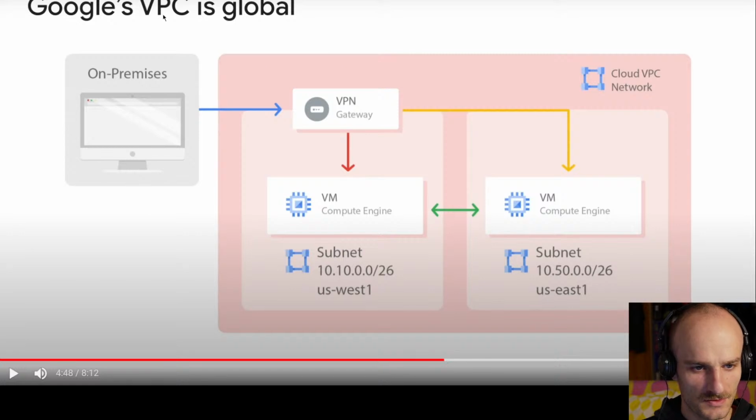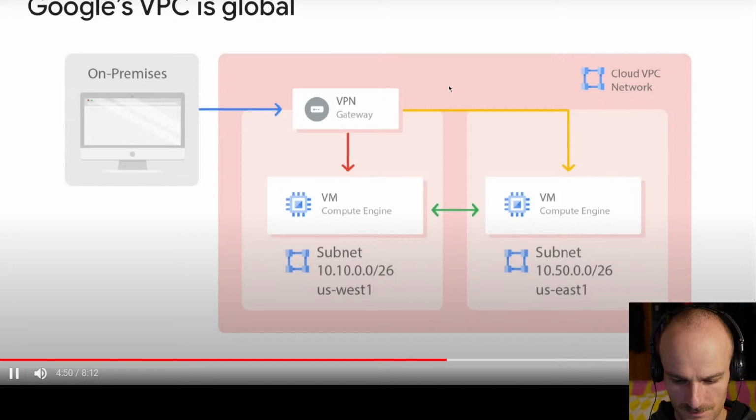So on-premise, Google VPC is global. Therefore, in the same Google Cloud VPC, we have 2 machines which can communicate internally. Then we have a VPN gateway, which allows my own premises to communicate with all the VPC resources, so with both the VMs.